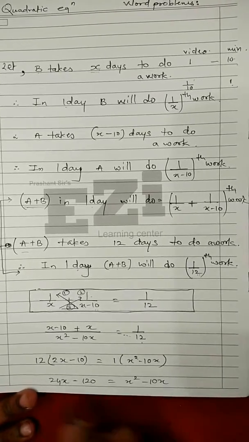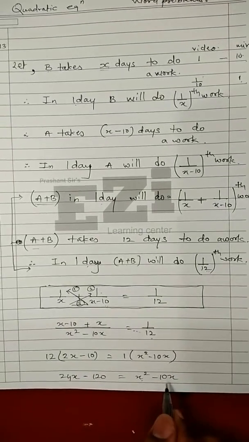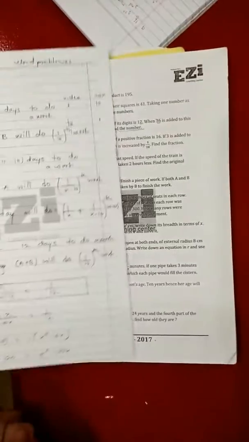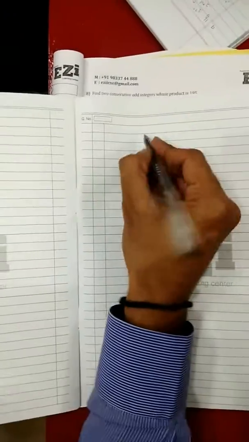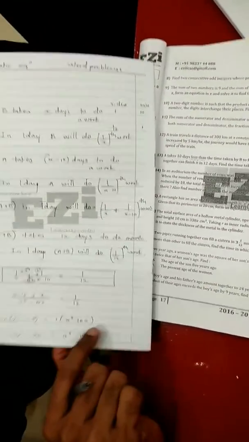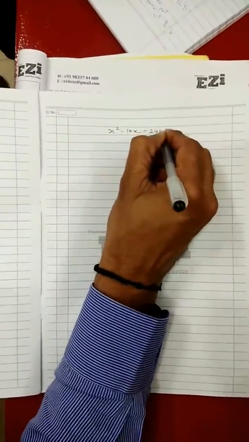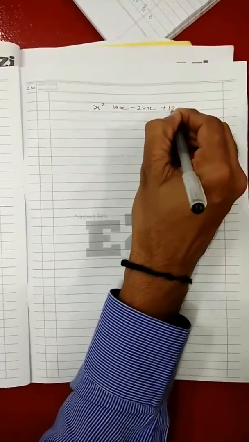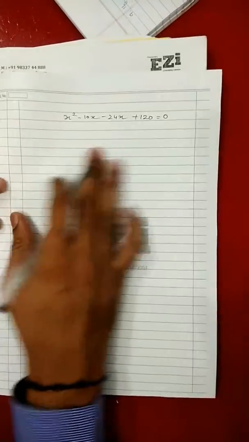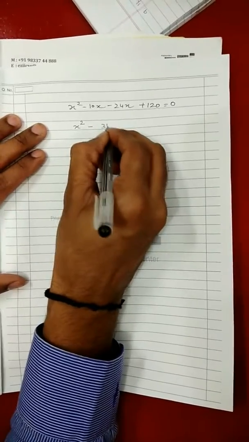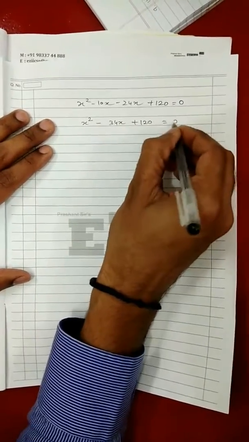And now we'll have to take all the like terms together, and we'll have to get it into the form of x squared minus some x and some constant. So let's do this on the next page. So this will become x squared minus 10x. If I take this 24x to the other side, it will become minus 24x. And then this minus 120 on the left hand side, when it goes to the right hand side, will become positive 120, which equals 0. So how to solve this quadratic equation further? x squared minus 34x plus 120, which equals 0.